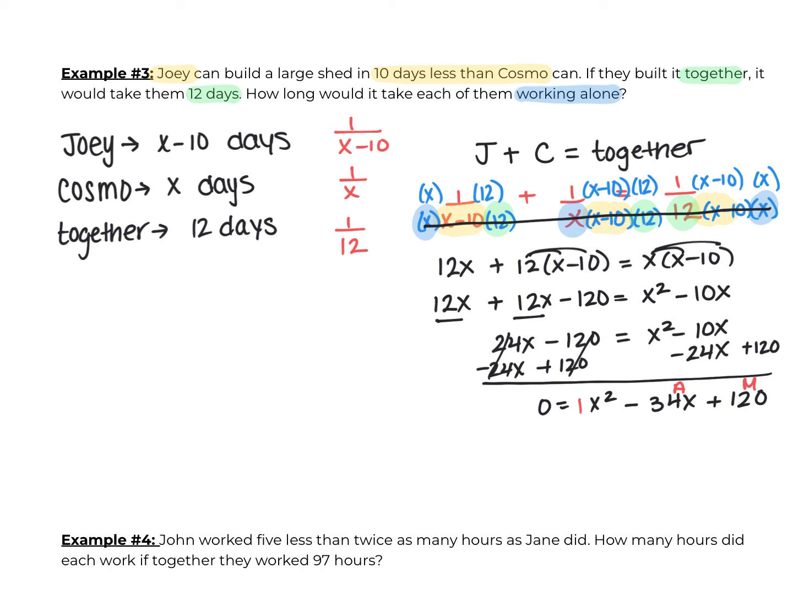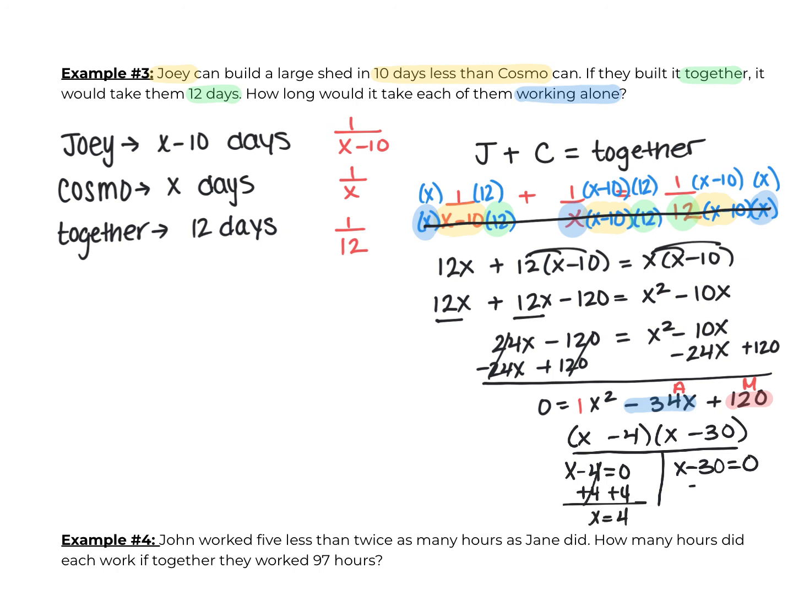So take a couple minutes, try to find the factors of 120 that are going to add to negative 34. Pause the video until you've got it. Okay, so the factors that I got were 4 and 30. So it's a -4 and a -30, which will add to a -34. So when you do your T-chart, remember you're setting each piece equal to 0 and solving. So you add 4 over here and add 30 over here. So we have two possible answers, 4 and 30.